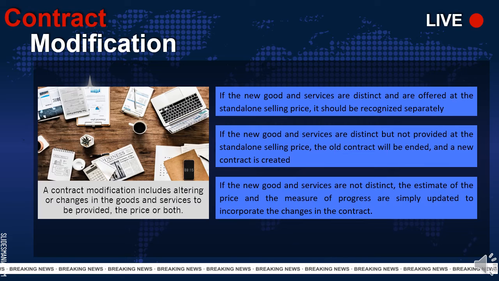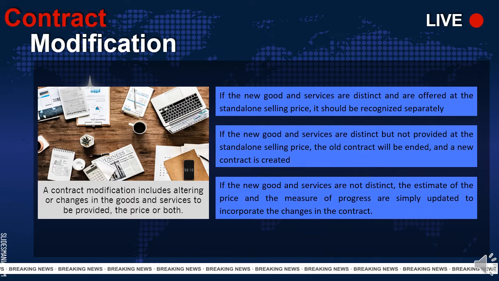Under the new revenue recognition standard for contract modification, first, what is contract modification? Contract modification includes altering or changes in the goods and services to be provided, or the price, or both. In the new standard, if the new goods and services are distinct and are offered at the standalone selling price, they should be recognized separately.